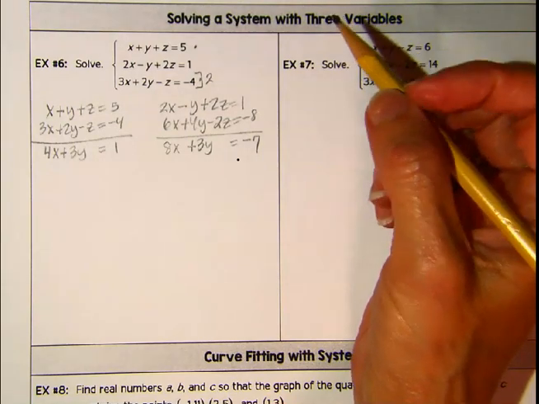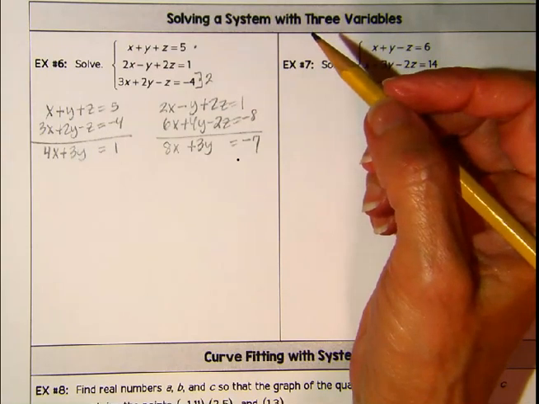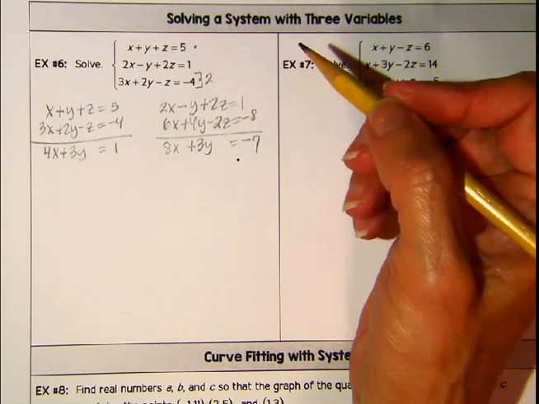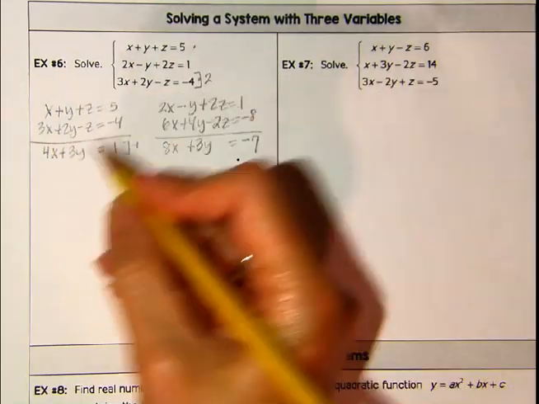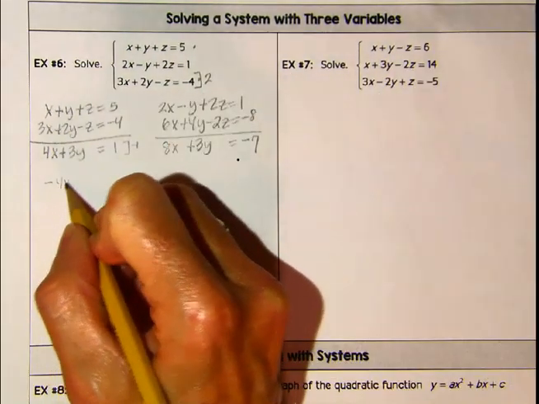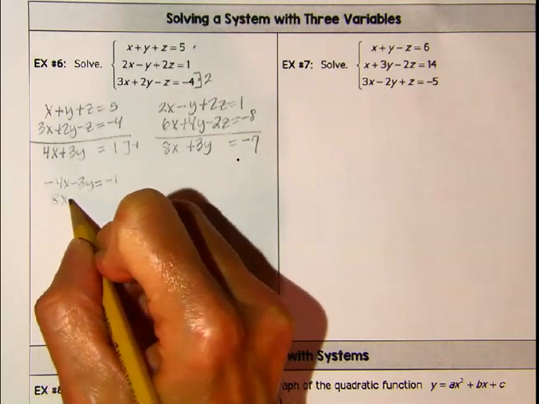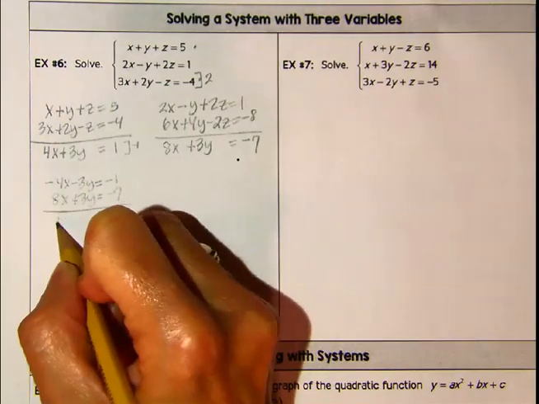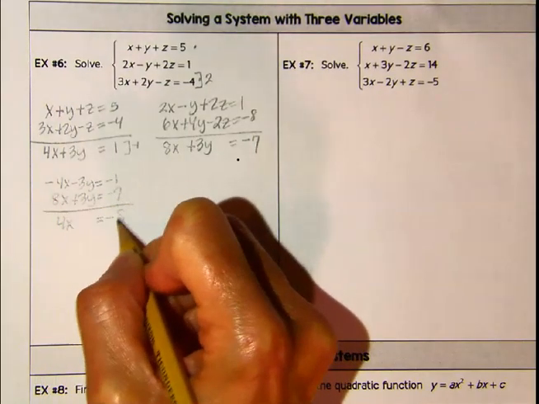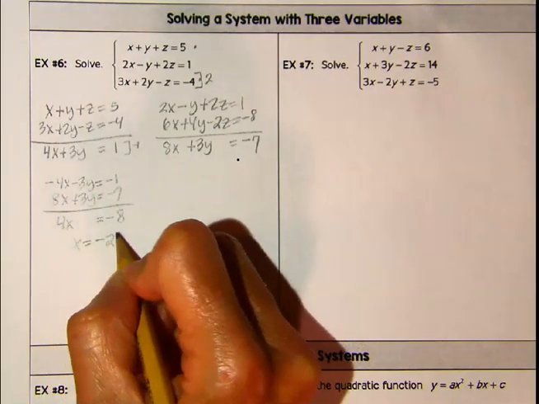So now looking at those two, I'm going to eliminate the y. So I'm choosing to multiply this first one here by negative 1. So negative 4x minus 3y equals negative 1. The other one I'm just going to bring down and put it underneath here. So that gives me 4x equal to negative 8. Now I can solve just for the x, and that is negative 2.